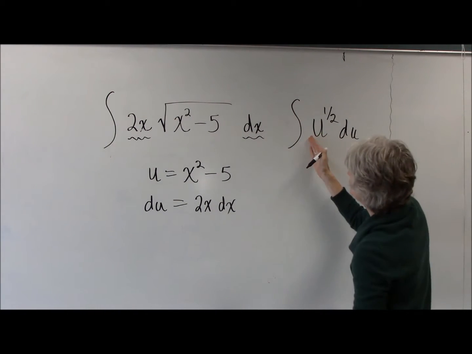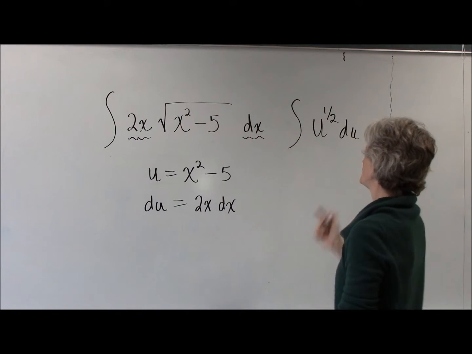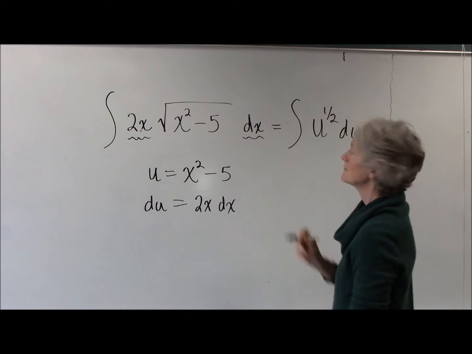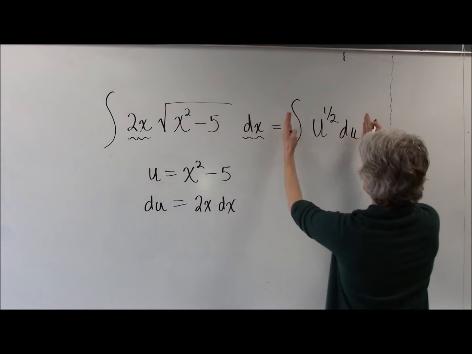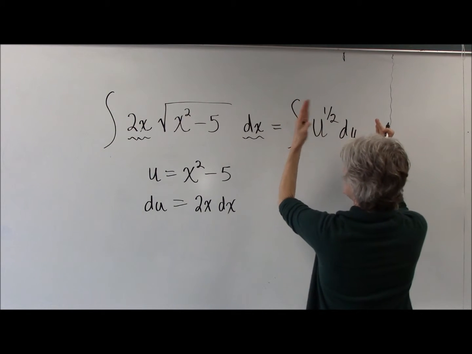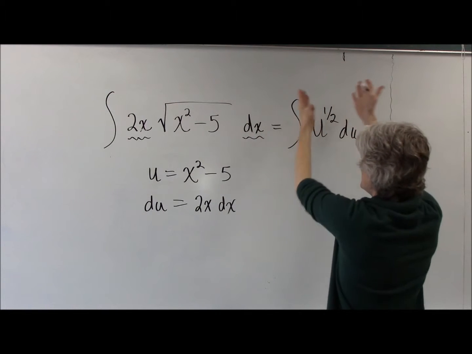Some students write du times u to the 1/2. Well, that's okay, but this is how we're used to seeing it. You want to sandwich the expression in between the integral symbol and the d something. They almost act as parentheses. Exactly, do the right stuff in between them. This is saying take the integral with respect to u. Now this is a nice, simple, basic polynomial.